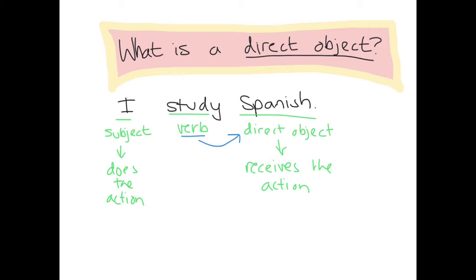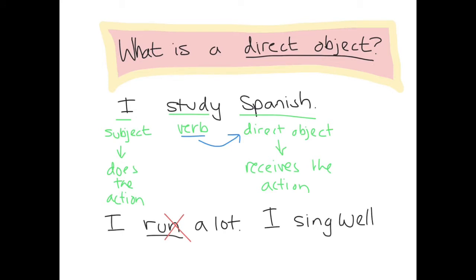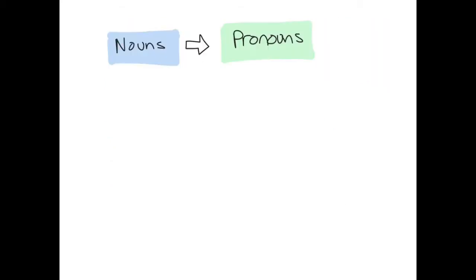Now, it's important to note that not all sentences have a direct object. You need to be able to identify if there is one in a sentence before you can actually utilize them in Spanish. So in I study Spanish, yes, there was a direct object. But in I run a lot, when we talk about running, there's no noun being affected by that. So therefore, it is not a direct object situation. I sing well. If I look at my verb sing, we don't know what's being sung. There's no noun after that. So therefore, there's no direct object in the sentence.